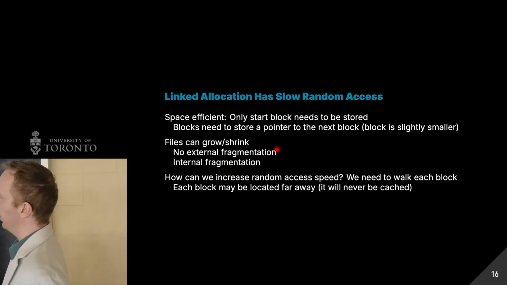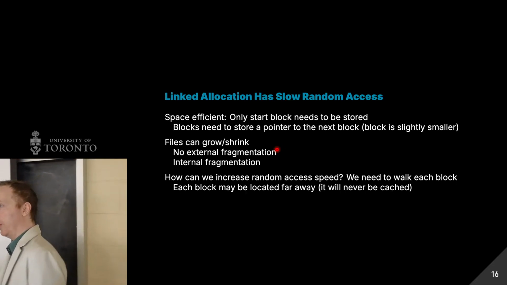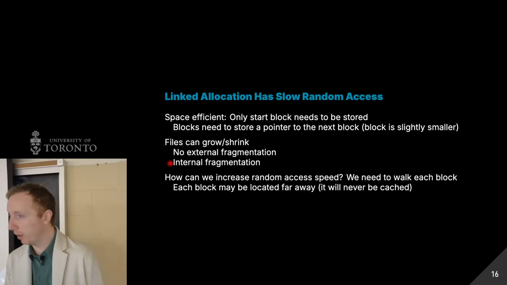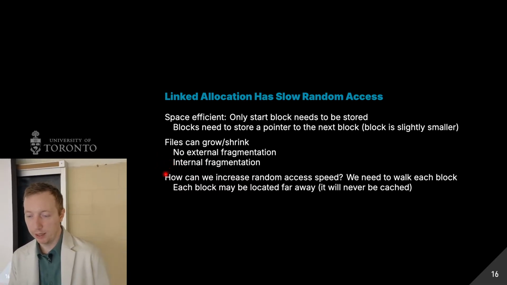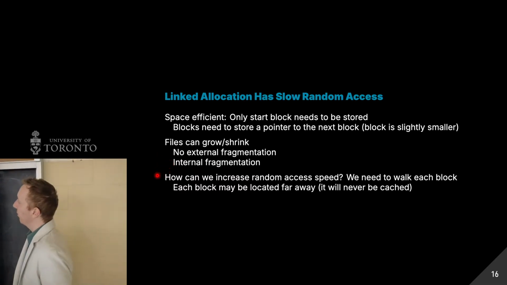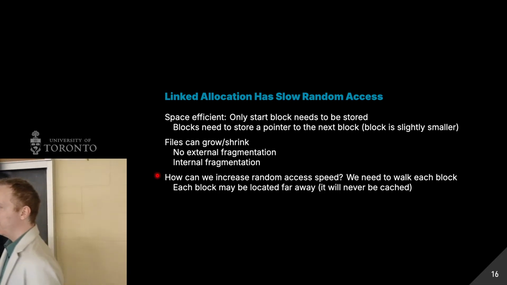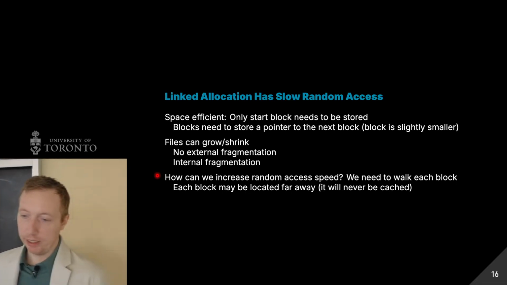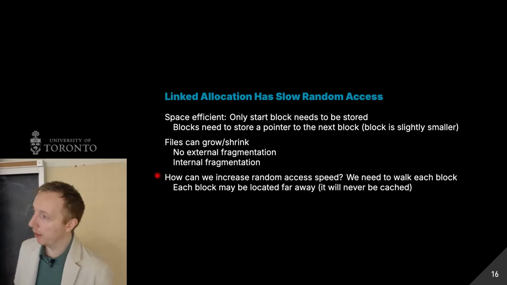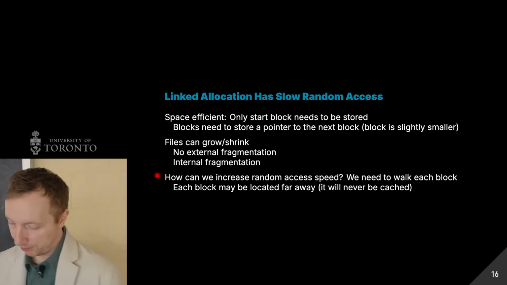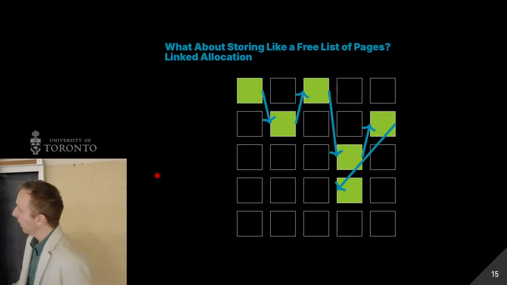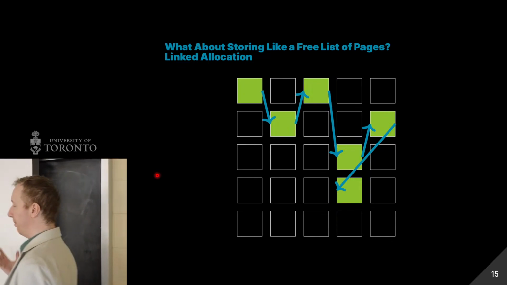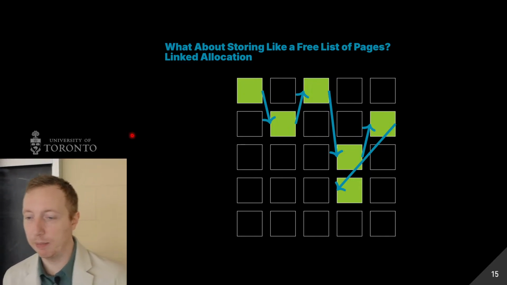So that means we have no external fragmentation. We will never have a useless block sitting in there. We'll still have internal fragmentation because we are not dealing with that. But the random access speed is quite garbage because it needs to walk every single block. And each block may be located far away, and it won't be cached. So if thinking about it as pages and like what would be in the TLB, it's the same idea here.